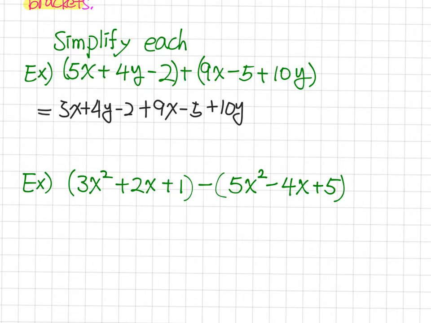Now, once you have that, all you need to do is collect the like terms. So you have 5x with 9x. You add the coefficients so that it becomes 14x. And then you have 4y with positive 10y. So that becomes positive 14y. And then lastly, you have negative 2 and negative 5, so that becomes negative 7.